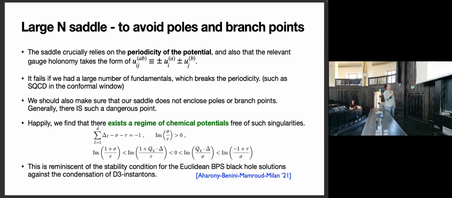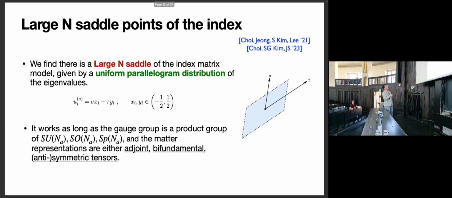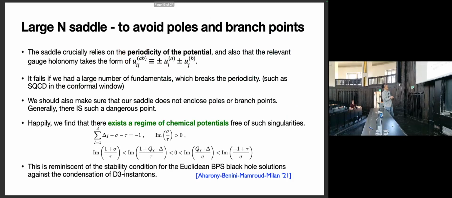In addition to that, we have to make sure that the saddle that I showed you before doesn't include any dangers, such as singularities and branch points. That could potentially be a problem. Luckily, we could find a regime of chemical potentials that is free of those singularities, and the conditions look like this. What's interesting about these conditions is that they are quite reminiscent of the stability condition for the Euclidean BPS black holes studied by these people. These are the conditions to prevent condensation of Euclidean D3 instantons, according to these people.